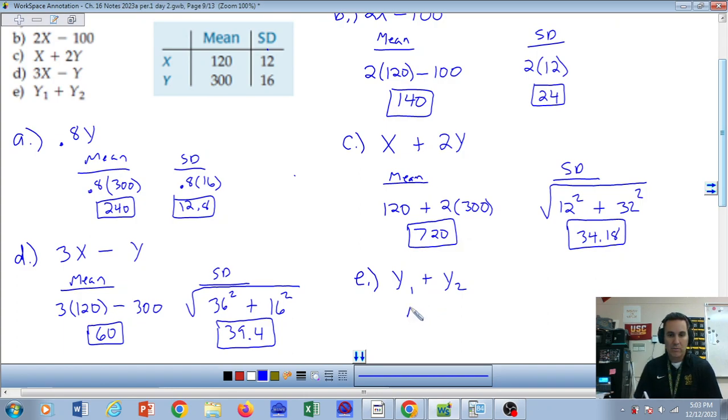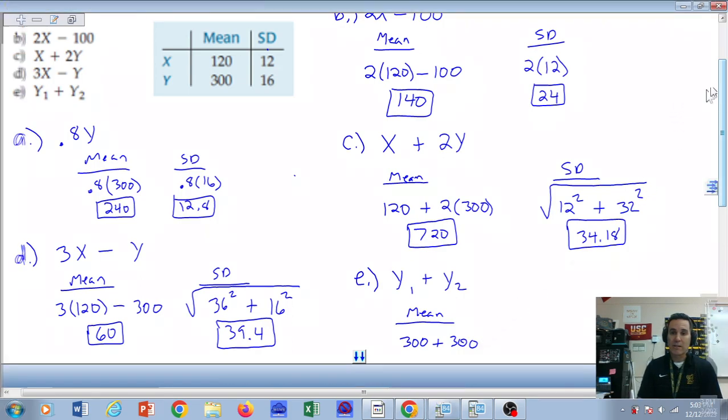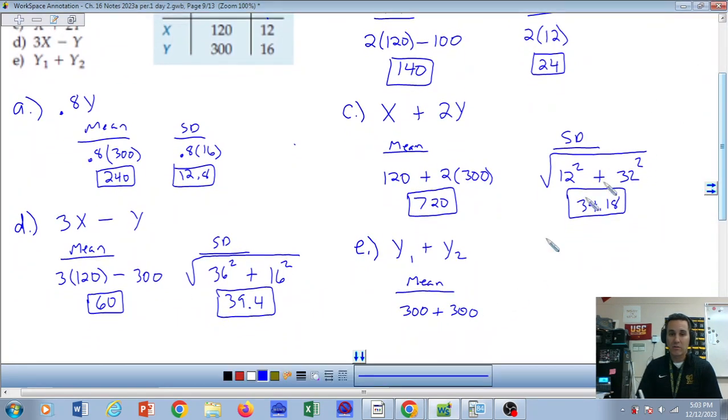So how's the mean going to look? Well, the mean is going to be fairly simple on this one. You're going to take the mean of y the first time plus the mean of the y's the second time. So you're going to end up getting a mean of 600. Someone's going to say, why don't you just double it? Well, that works on the means. That doesn't work on standard deviations, so I usually don't write it like that.